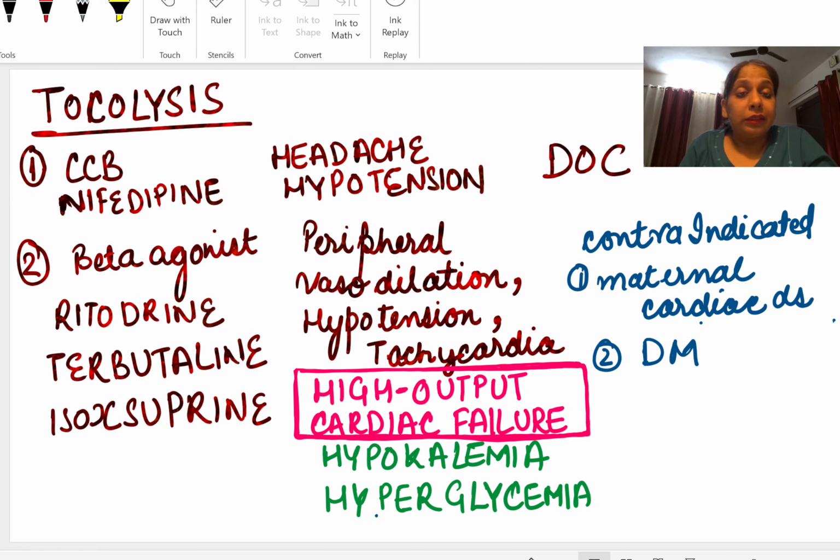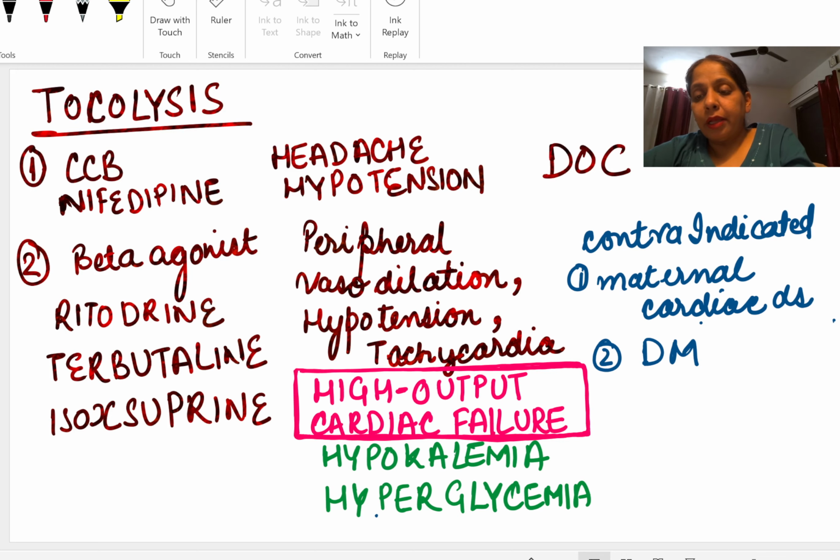Now there is hypokalemia and all hypos except hyperglycemia. Due to these two things, it is contraindicated in maternal cardiac diseases and diabetes in pregnancy. So you have to learn this. Last time, in June 22, a question came on hypokalemia or hyperglycemia or hyperkalemia, hypoglycemia. There were 4 options. So remember that there is hypotension and all hypos except hyperglycemia.